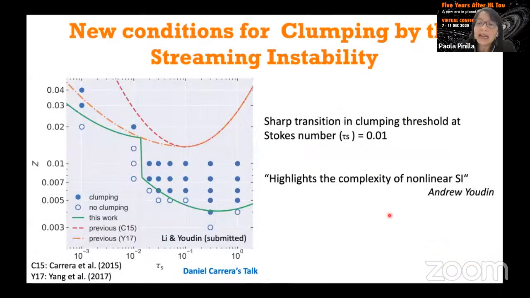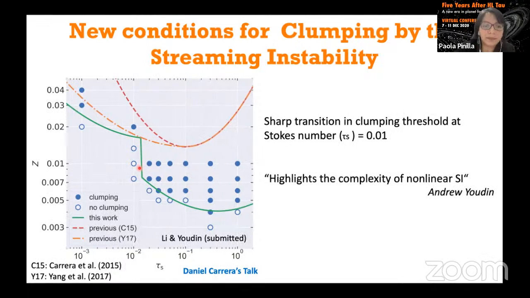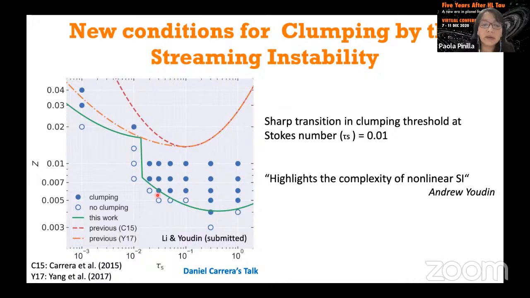And they have run this for several Stokes numbers and also dust-to-gas ratios. And they have new conditions for clumping by the streaming instability. This is shown here, where you have on the y-axis the dust-to-gas ratio, and on the x-axis the Stokes number. And in yellow are the previous conditions by Carrera et al. in 2015 and by Yang et al. in 2017. Now you see that they are in agreement in general, but the new conditions by Rixin Li and Andrew Youdin really have a sharp transition at a Stokes number of 0.01. Which is good news, because that means that you can form planetesimals with lower dust-to-gas ratios if you have particles that have a Stokes number of this size.